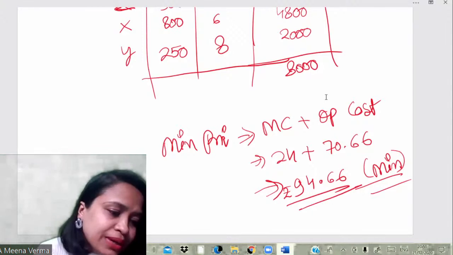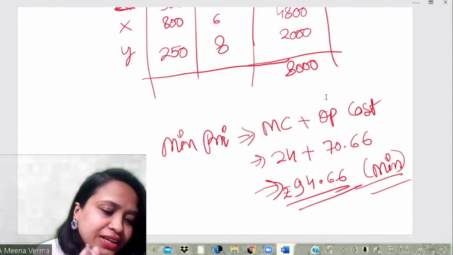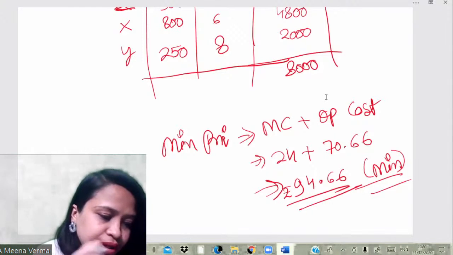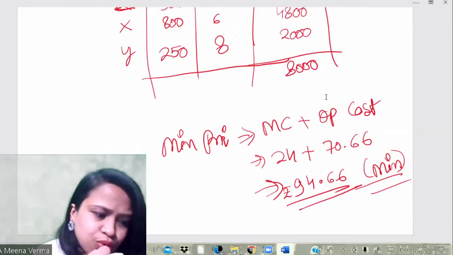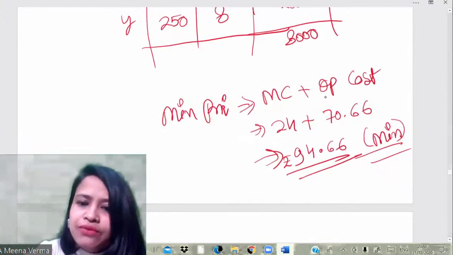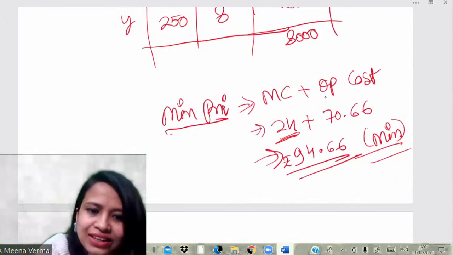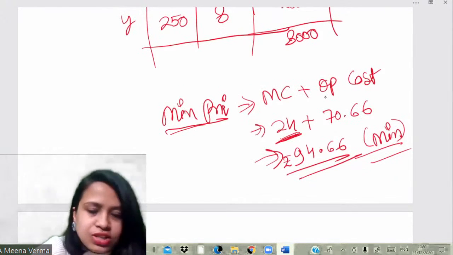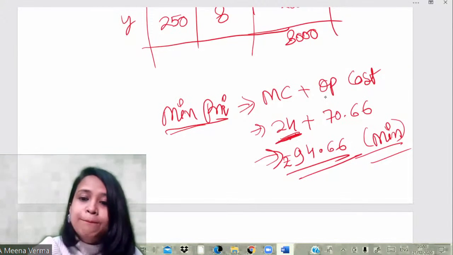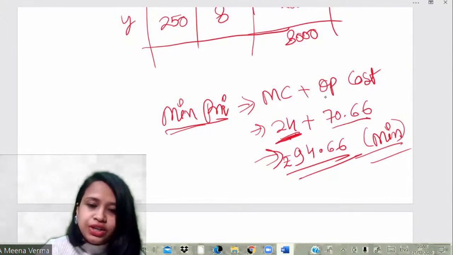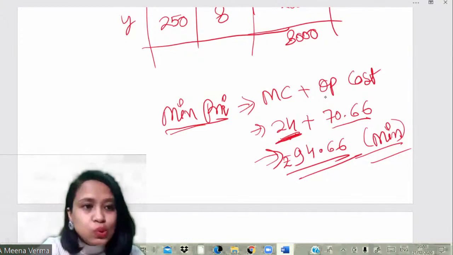Yes, alternatively, see, Ambika is asking me, ma'am, why didn't you take the variable cost per unit? For 250 units, see, for finding the transfer price, we will take the variable cost. Marginal cost we have already taken. But we need to calculate the opportunity cost, meaning the contribution which we are losing.